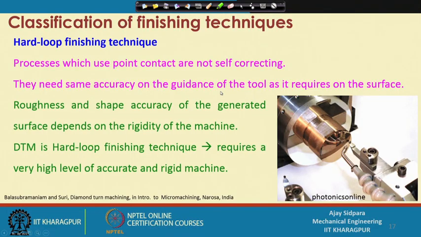And it was found that diamond turning is considered a hard loop finishing process because we have to maintain the tool path with respect to the workpiece. It is not a multiple point contact machining, but a single point contact machining. So, let us continue our discussion on diamond turn machining. What we have seen in the last class is the hard loop finishing technique. Here what we require is a single point contact, so it is not self correcting compared to soft loop polishing.